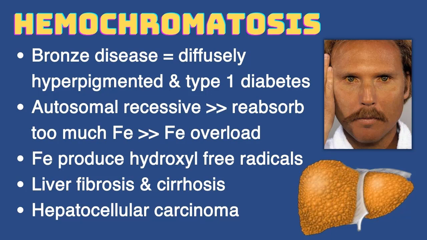They'll describe a diffusely hyperpigmented person and they'll say he's a type 1 diabetic. And they'll leave out all the liver stuff, they'll leave out the malabsorption stuff. That's it. They just hone in on the bronze diabetes. Bronze referring to you have a bronze look, and diabetes. That's iron overload disease. That's hemochromatosis. But let's go a little bit beyond skin and pancreas.